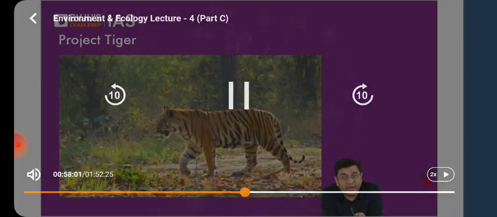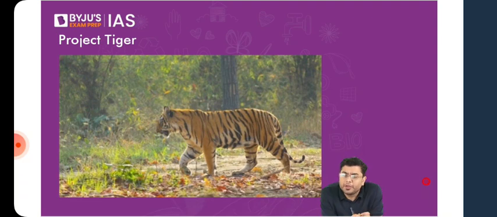Now here, Project Tiger was launched. You have various different areas which were designated as tiger reserves over a period of time. But then the tiger census exercise started being carried out. Now, the tiger census exercise was initiated in around 2006 to get an idea about the tiger population. So the census exercise was carried out in 2006 as a part of Project Tiger.